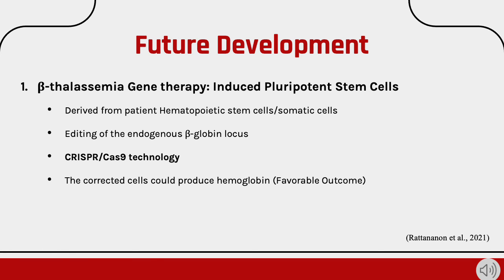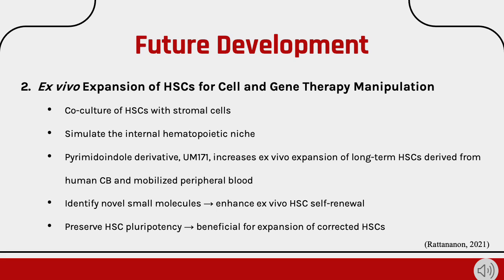The first future development is beta thalassemia gene therapy with the use of induced pluripotent stem cells. In this technique, we use the CRISPR/Cas9 technology, and the corrected cells could produce hemoglobin after the therapy. The second one is the ex vivo expansion of hematopoietic stem cells for cell and gene therapy manipulations. In this therapy, we co-culture the HSCs with normal stromal cells. This can preserve the HSC pluripotency, and thus it is beneficial for the expansion of the corrected HSCs.